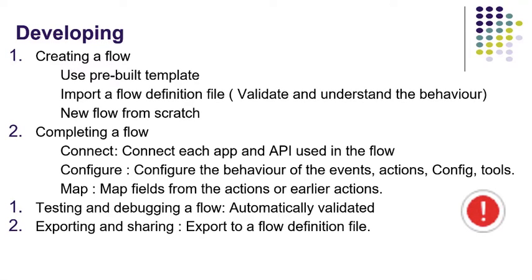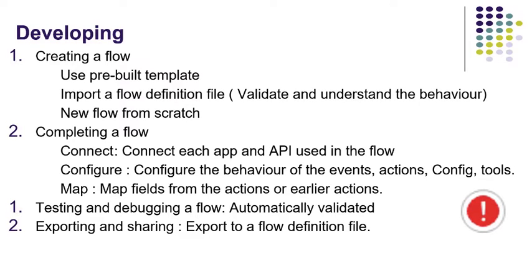A complete flow involves the following three high level steps: connect, configure, and map them. So you can create a flow by using a pre-built template which is available there, or you can import a flow from a definition file. Before importing your file, be sure that you validate that file and understand the behavior of the flow. Or you can create it from scratch.